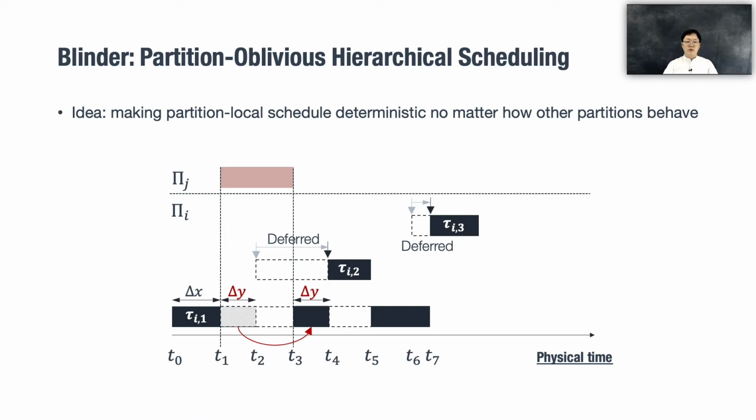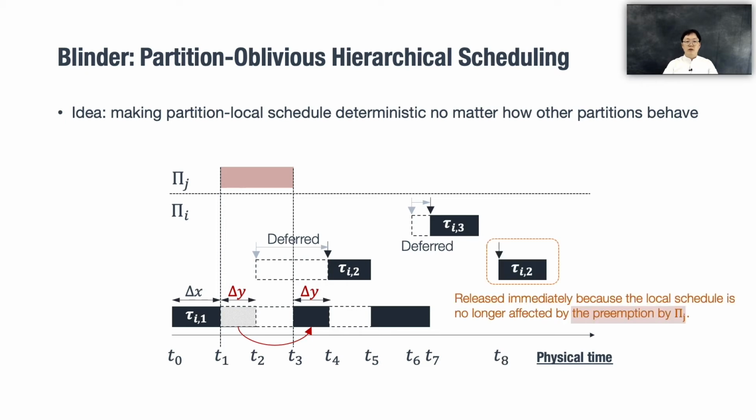This also applies to tasks like I3 that arrive while partition is active, that is not during a preemption. But what about task I2 at time t8? It shouldn't be deferred because all the prior executions of partition I that were affected by the partition level preemption by J complete before t8. So this second arrival of task I2 does not change the local schedule of partition I. So it is released immediately.